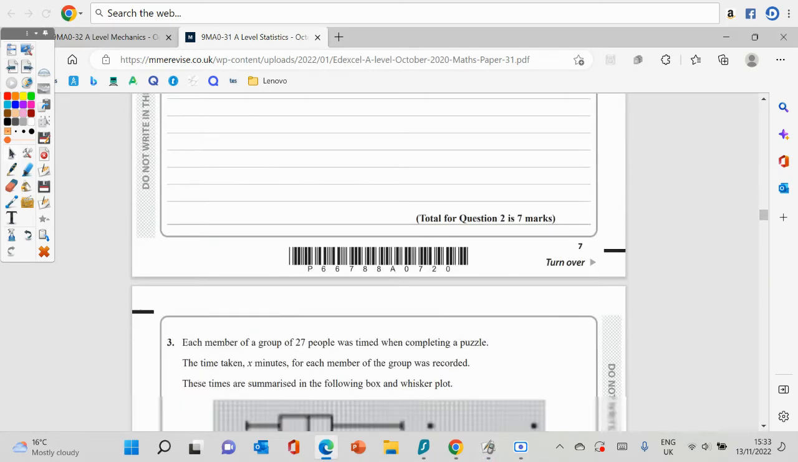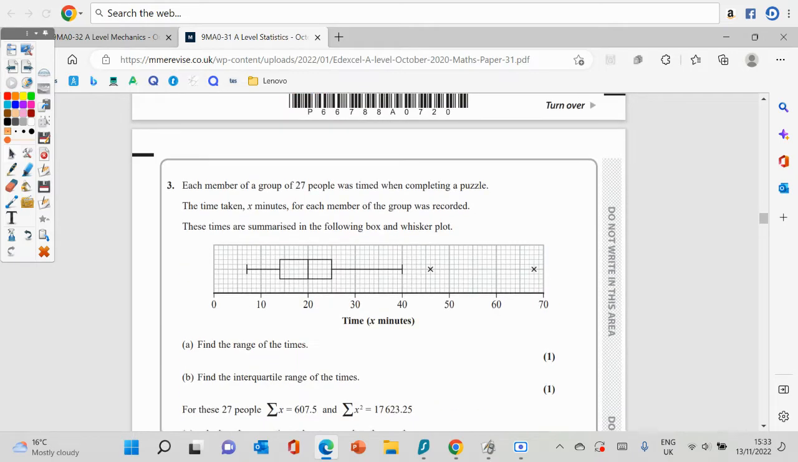Right, next question. Ooh, question 3. I like this title. There's not actually that many questions for statistics, is there?